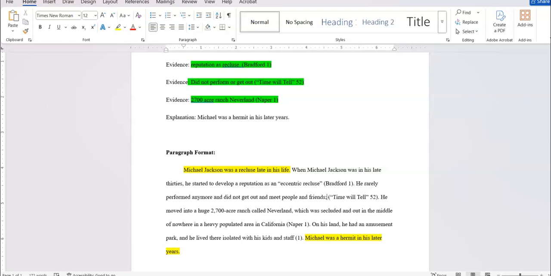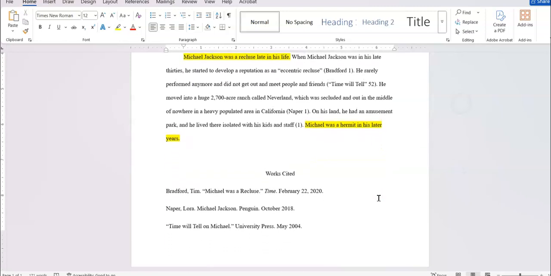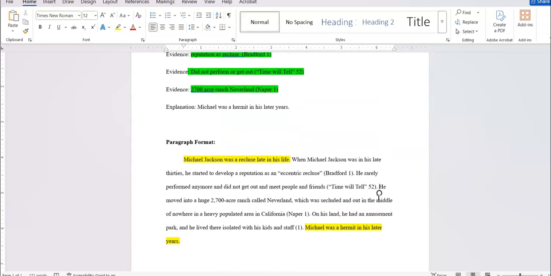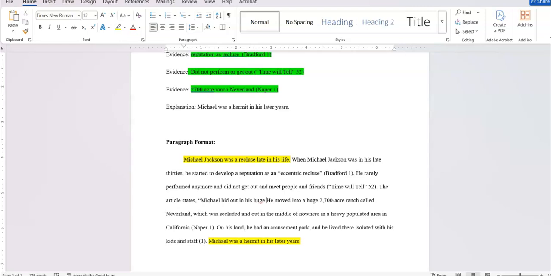Maybe I want to come after it. I'm going to need that. Let's see. The author for this was just the University Press, so it's just an article, maybe. The article states, comma, Michael hid out in his huge bedroom. Okay, and again, that would be the page number. Same source, back to back, no breaks.